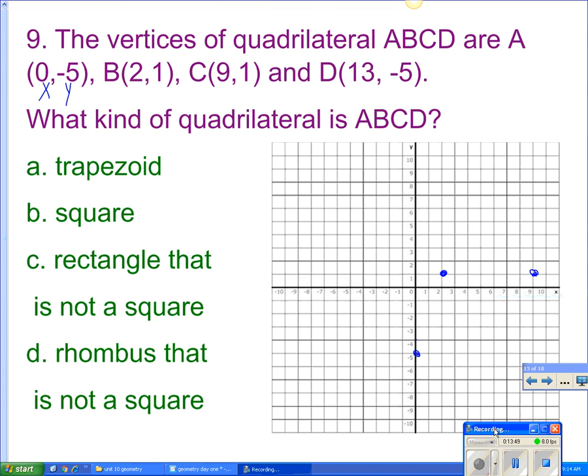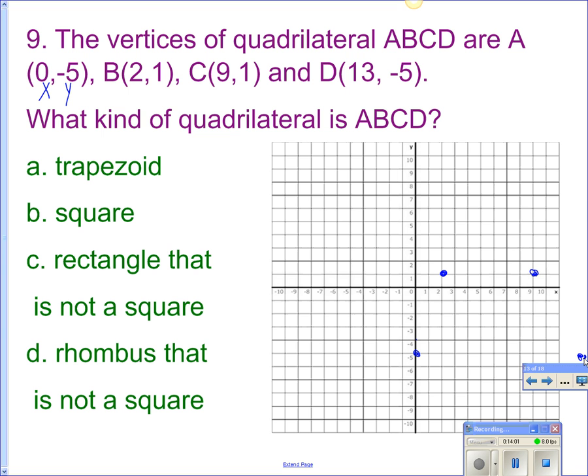Okay. And then (13, negative 5). 1, 2, 3, 4, 5, 6, 7, 8, 9, 10, 11, 12, 13. So that's off my paper. Somewhere way over there. Okay, so it doesn't have to be exact, but it's good enough to kind of see what this is going to make. All right. What kind of shape is that? Trapezoid. That's A.